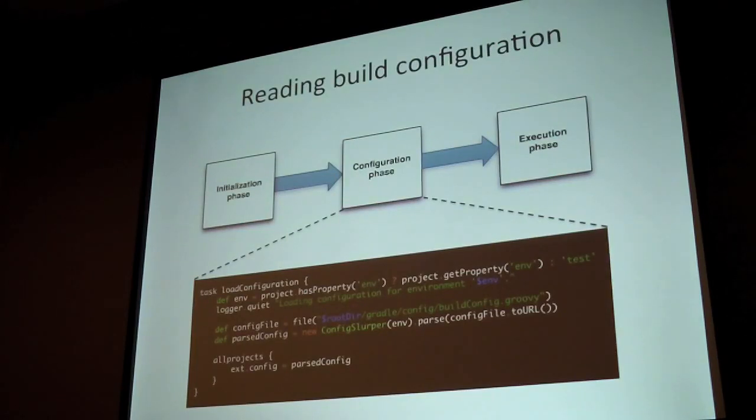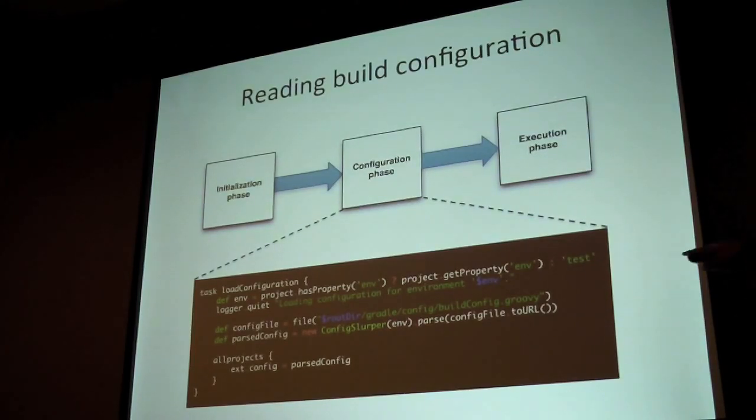So how do you make sure that this configuration file gets read before you execute any of your tasks? Well, you can write a task which is executed in the configuration phase. So even before any of your tasks execute, we can use the config_sloper here, and the config_sloper uses a provided project property called env. If nothing is set, it will simply assume the test environment.